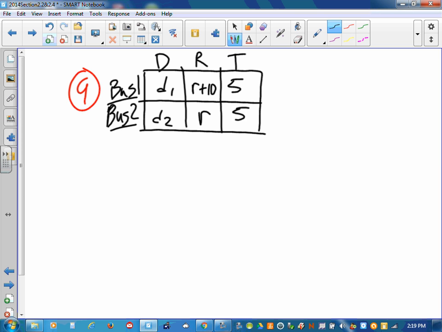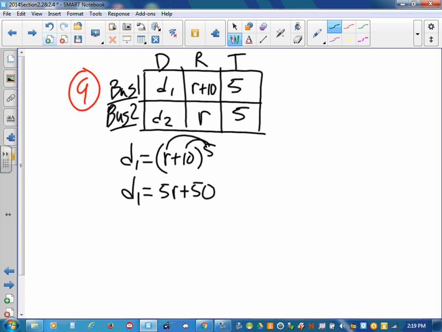So the distances total 550 miles. So we can come up with the equation. It's kind of like one of those that we did before. Distance 1 is equal to rate times time, so it's R plus 10 times 5. Why people miss this one is they don't distribute the 5. You have to distribute the 5 through the parentheses. So distance 1 is really equal to 5R plus 50. That's key to this problem. Distance 2 is equal to rate times time, which is 5R, and there's no simplifying there.